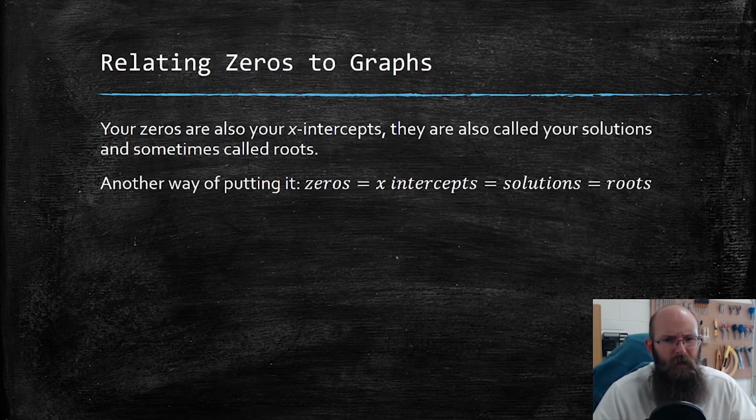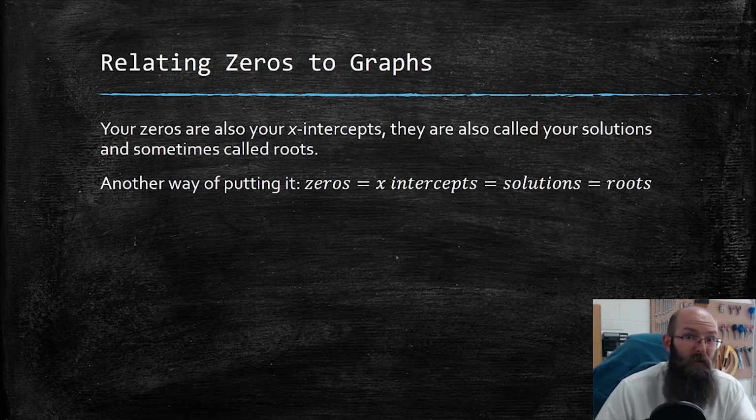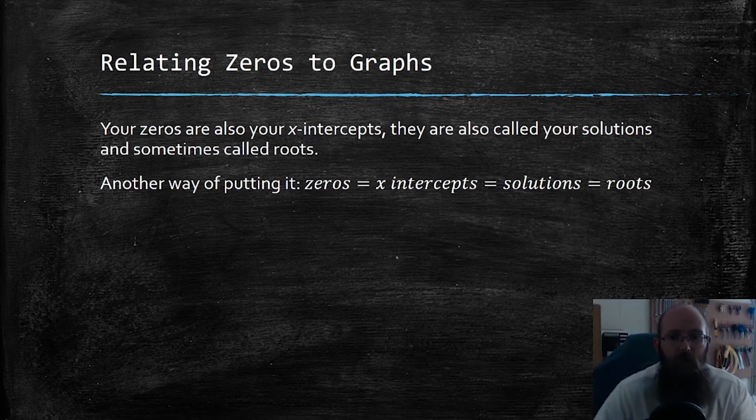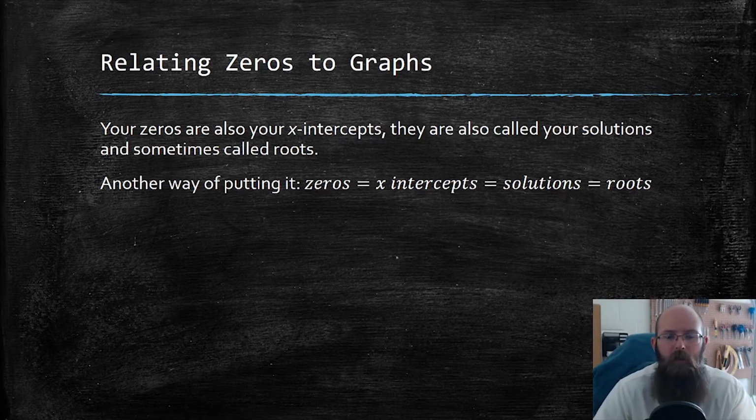All right, so here, this one's really not an example. It's more just words for you, but your zeros are also x-intercepts, and they're also called your solutions and sometimes called roots. Another way of saying it: zeros, same thing as your x-intercepts, same thing as your solutions, same thing as your roots. So I could ask you to find the zeros of a function, or find the x-intercepts of a function. Or find the solutions, or find the roots. I could ask for any of those things. It all means the same. You're going to find out what x is, folks, and that's it. Set the thing equal to 0 and solve for x. All right, let's keep going.